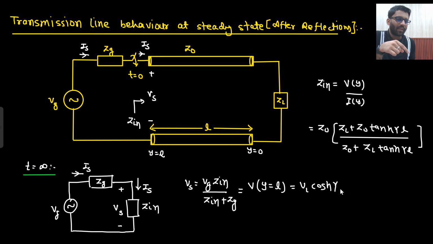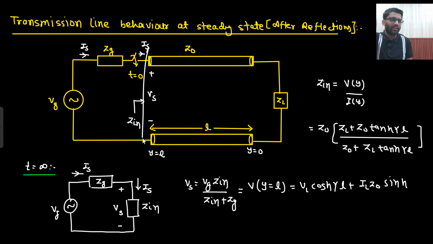But instead of y, what am I going to put? L. Plus IL Z naught sin hyperbolic gamma y, where y was the distance from the load. So you are finding at the source end, directly here you are finding. So if I am finding directly here, that means I need to put y equals L. So this is my Vs. So from this equation I get that Vg into Zin upon Zin plus Zg is equal to this. So from there I can do my calculation.